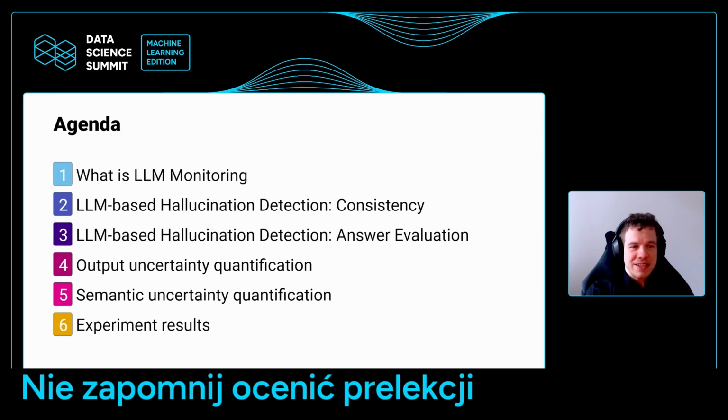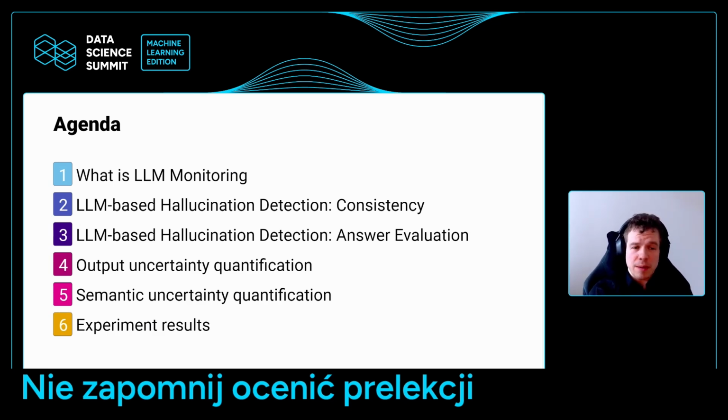So today we have 6 items on the agenda. First, we're going to talk about what is LLM monitoring. We're going to discuss the types of LLM monitoring and where hallucination detection lies. Then we're going to discuss 4 different kinds of algorithms that so far were discovered or invented, depending on where you lie in that discussion. The first one is LLM-based hallucination detection, where we look at the consistency of the answer. Then we're again going to use LLMs to detect hallucination of another LLM, or even the same LLM, by directly asking the LLM to evaluate the answer.